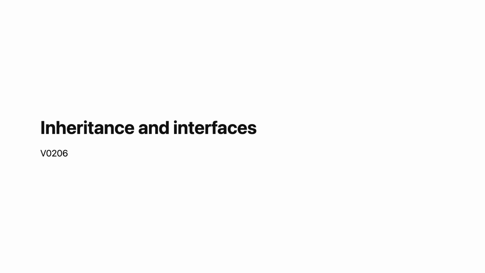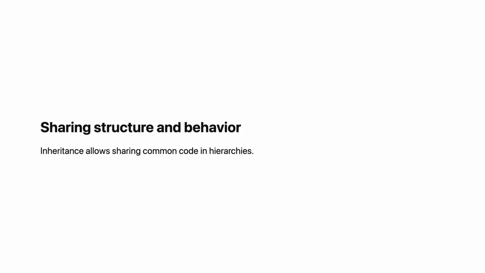Some concepts are specializations of others. A car is a vehicle. A bicycle is a vehicle. Both have wheels and can move. But they differ in details. Without inheritance, you repeat code. The vehicle code appears in car and bicycle separately. Changes require updating multiple places.